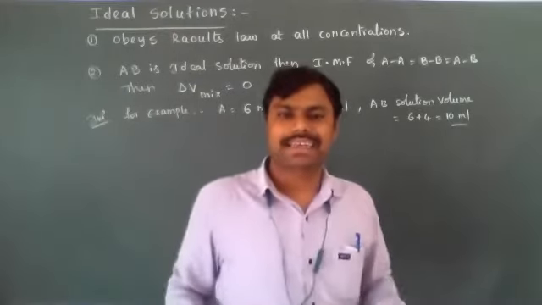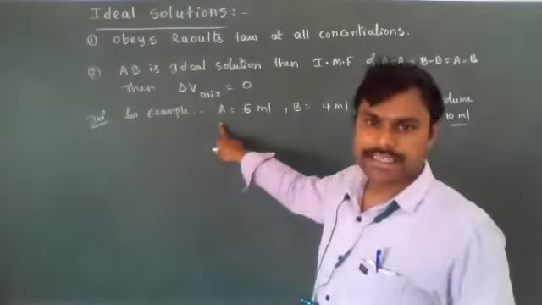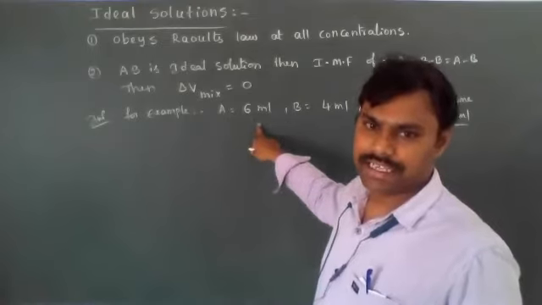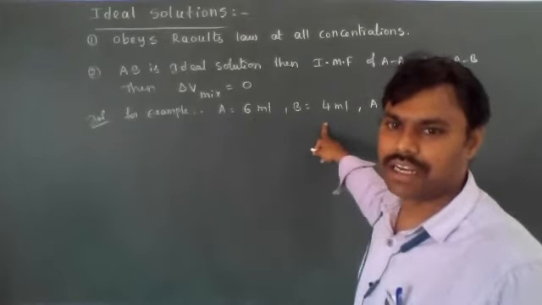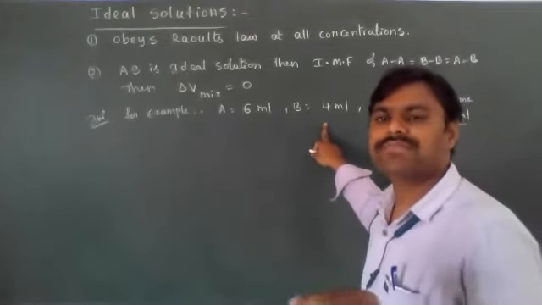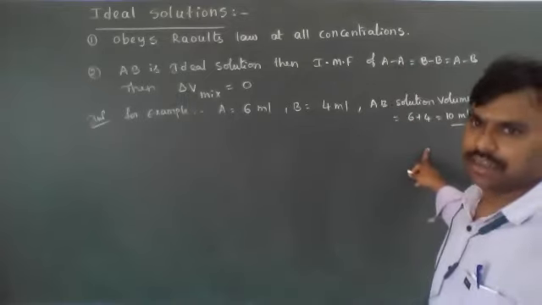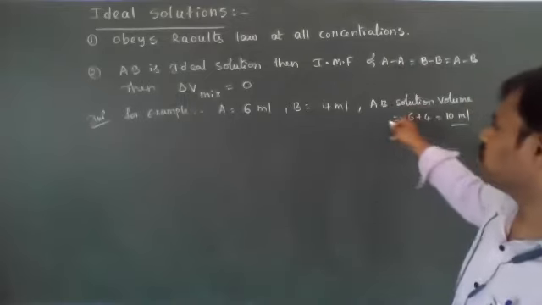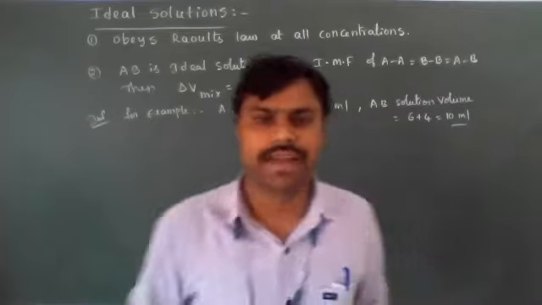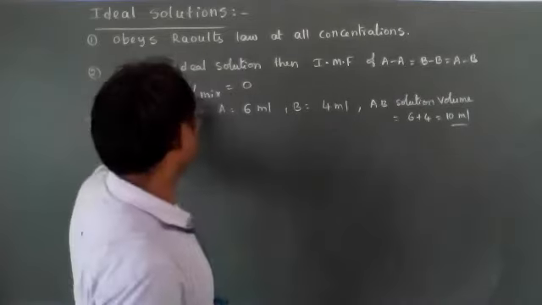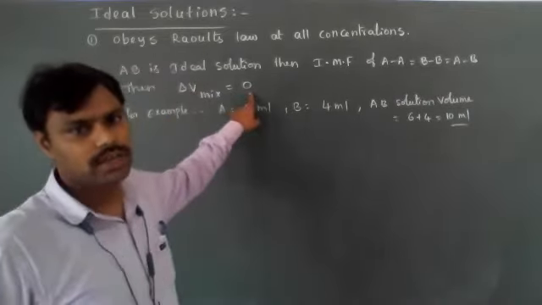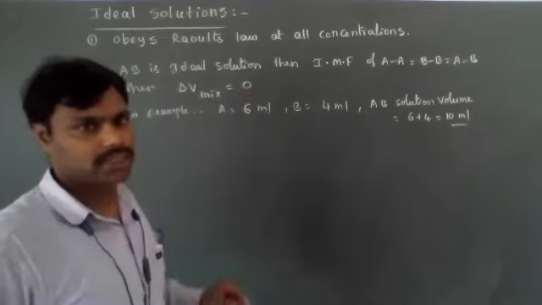For example, A is a solvent and its volume will be given in the exam, and B is a solute and its volume will also be given, and they form an ideal solution. Then what is the volume of the resultant solution? The resultant volume of the solution is equal to the volume of solute plus the volume of solvent. Then delta V mixture is equal to 0. Then it is an ideal solution.